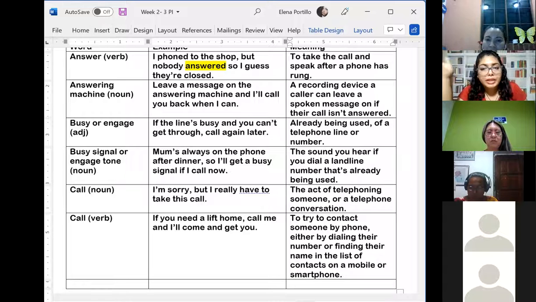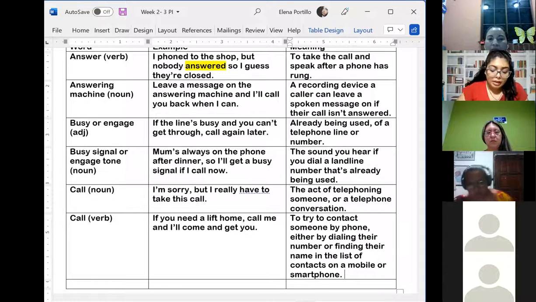Este sí es el verbo. En este caso sí estamos utilizando la palabra call como un verbo, no como un nombre. Porque aquí específicamente nos habla de la acción de llamar. Si necesitas que te lleve a casa o un aventón, ¿verdad? Podemos llamarlo de esa manera. Llámame y vendré a traerte, vendré a recoger. Y en este el significado es tratar de contactar a alguien por teléfono de alguna de estas maneras, ya sea marcando el número o encontrando el nombre en la lista de contactos que se crea en el celular. And we have two different forms, the noun and the verb.